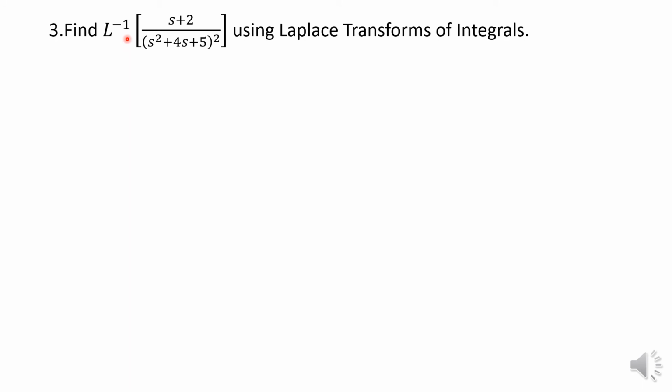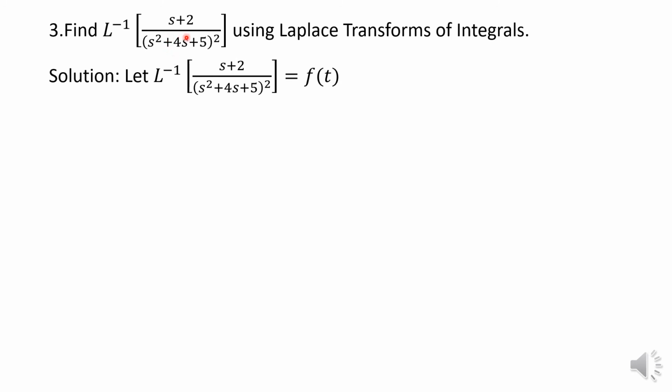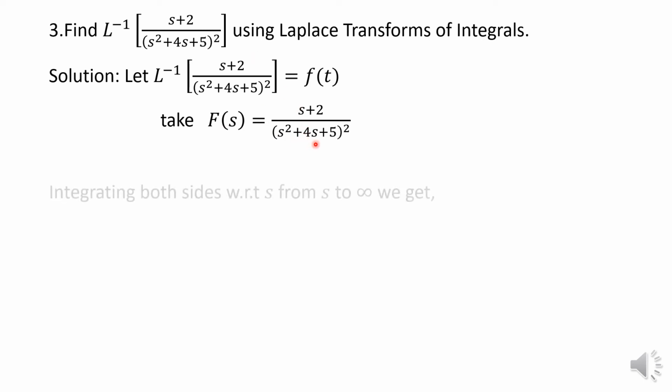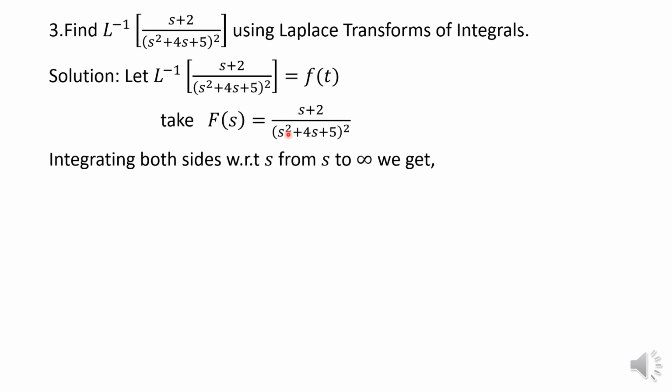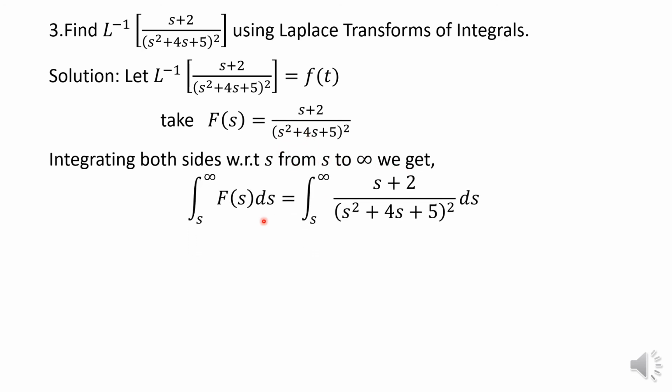Third question, find L inverse of s plus 2 divided by s square plus 4s plus 5 whole square using Laplace transform of integrals. First you take L inverse of this function as some function of t and take f of s equal to s plus 2 divided by s square plus 4s plus 5 whole square. You integrate on either side with respect to s between s to infinity, and you will get this.